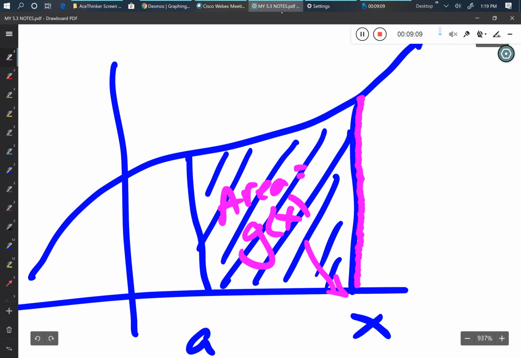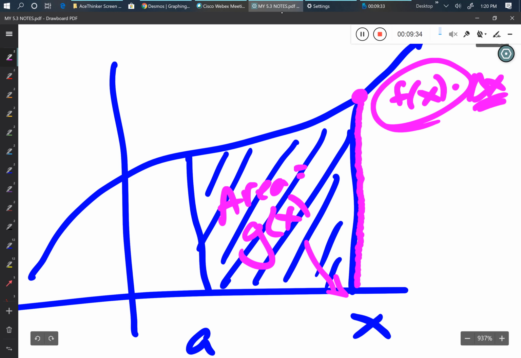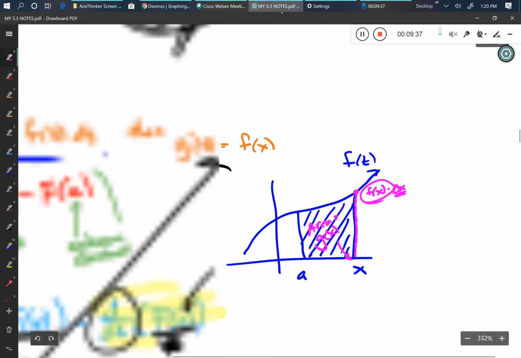So if this area is found by just taking that number and plugging in the g, then how it's changing is that little piece that gets added on. Well, that little piece that gets added on has a height of f of x and a width of delta x. So the area of the new piece is f of x times delta x, and if delta x is really, really small, then the area of this thing essentially becomes just its height, and its height is just f of x.